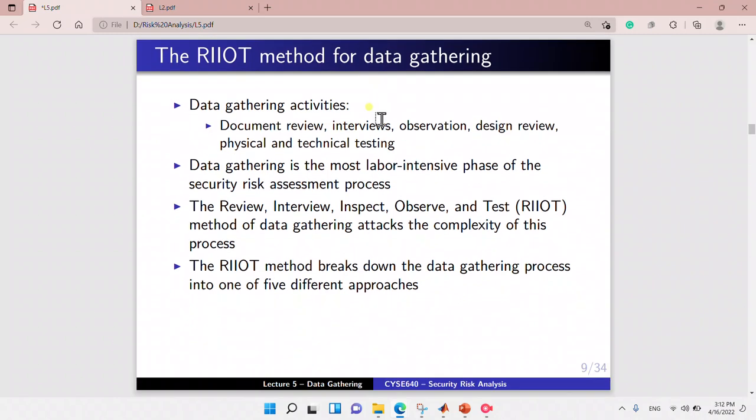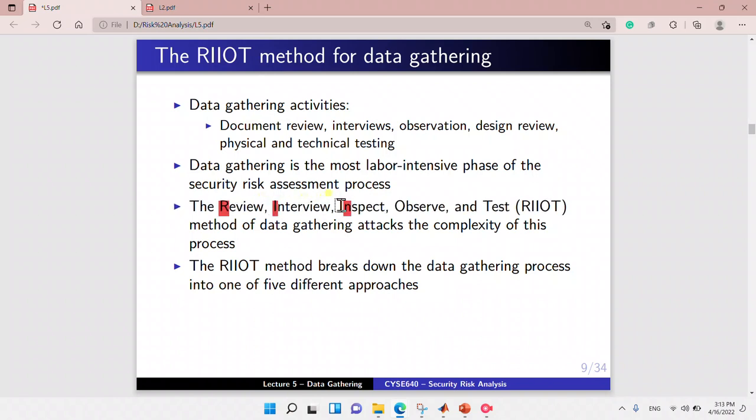هلأ بننتقل لموضوع ال RIIOT method for data gathering. أولاً عنا ال activities تبعت ال data gathering بتكون عبارة عن review, interview, observation, design review, physical and technical testing. كل هاي ال activities. عنا data gathering is the most labor intensive phase. اوكي منطقي لانها اصعب اشي تكون بتحتاج كتير وقت بتحتاج كتير resources.